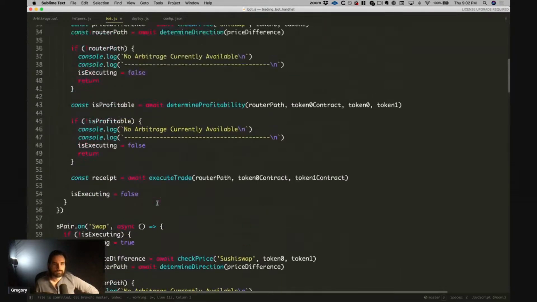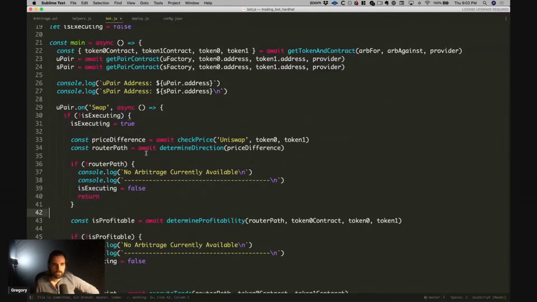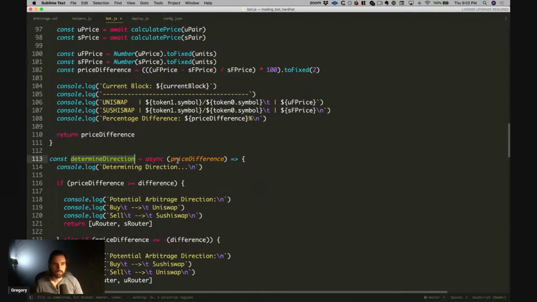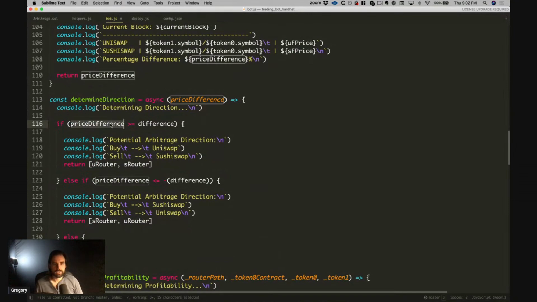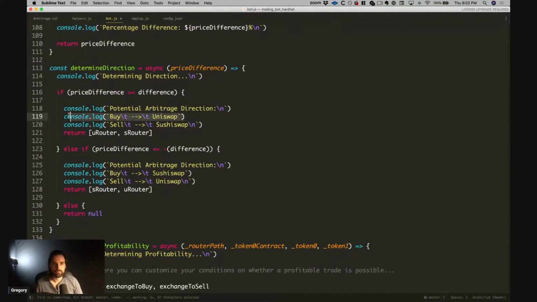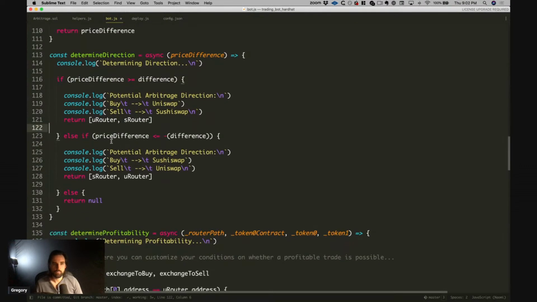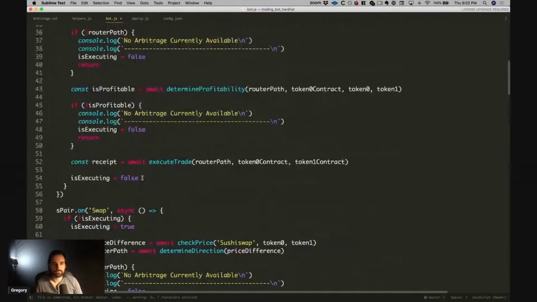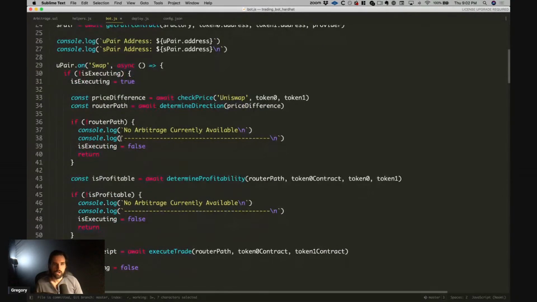And then basically, it calculates the price difference. We determine the trade direction with the router path. All right, determine direction. Here's the function for that. Basically, if the price difference is greater than the threshold, then we show you the direction. So buy on Uniswap, sell on SushiSwap, all right, and then vice versa. It'll just return the paths for the actual swap itself, right? And then if there is no router path, then it'll basically say no arbitrage is currently available, and it will just stop execution, all right?